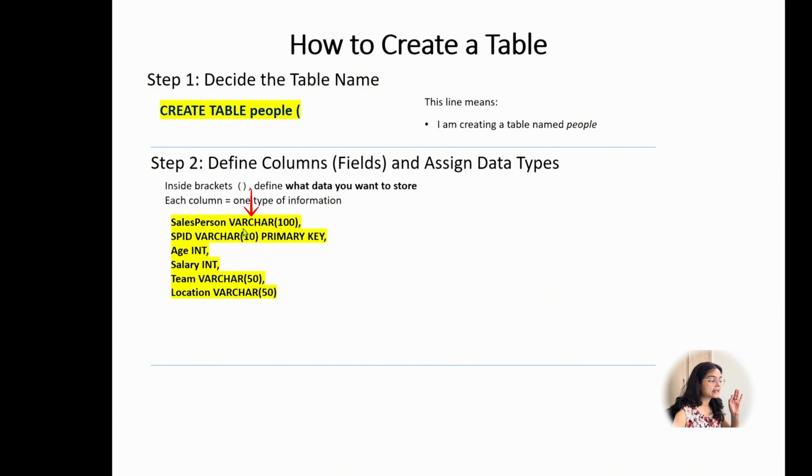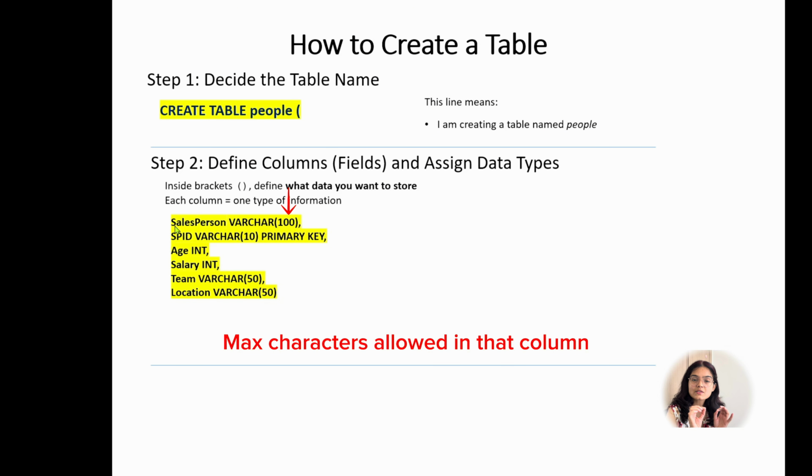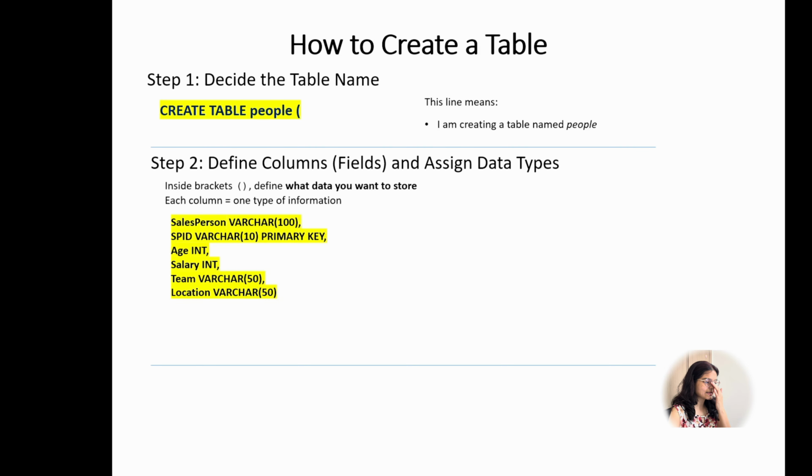Second is giving the data type instructions. The salesperson is a name, right? And name has to be text. For that, we are using a data type called varchar. And after varchar, we have written 100 in the brackets, which says that a maximum of 100 letters are allowed for a salesperson, which is enough. I don't think anybody will have more than 100 letters in their name. So 100 characters are allowed for this column, which is salesperson.